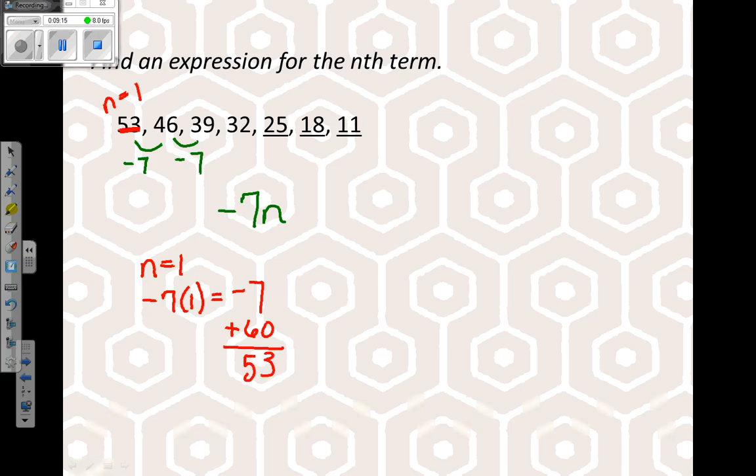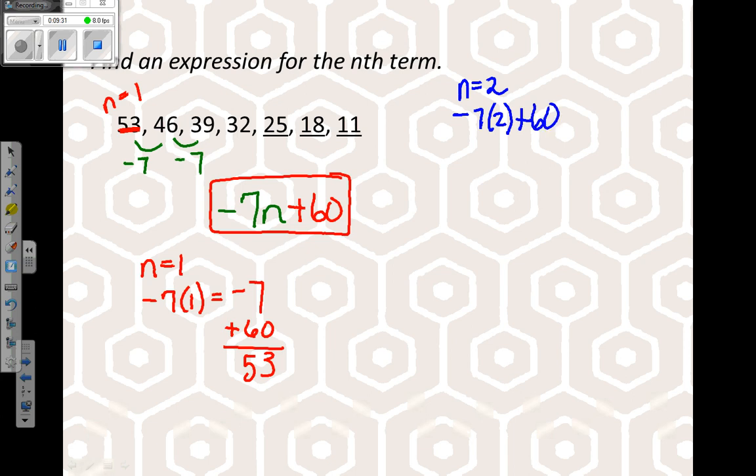Okay. So if I come back up here and put plus 60, let's check this expression out and see if it holds. So when n equals 2, I have negative 7 times 2 plus 60 based on my expression. Okay, negative 7 times 2 is negative 14 plus 60 gives me 46. Is 46 the second term in my sequence? Yes, it is. Okay. If you plug in n equals 3 to this expression, then you'll get 39, and you'll see that it works.